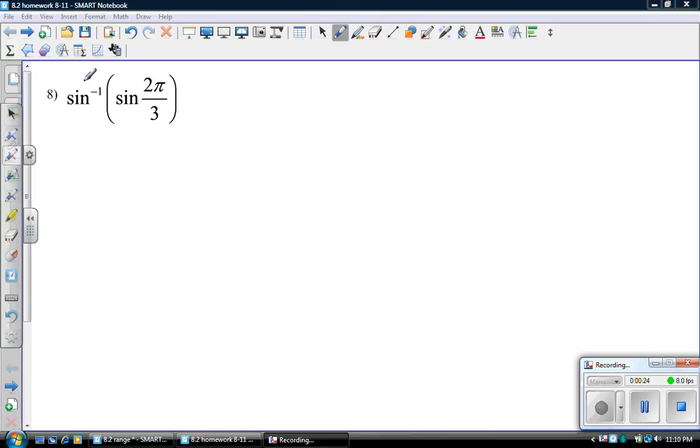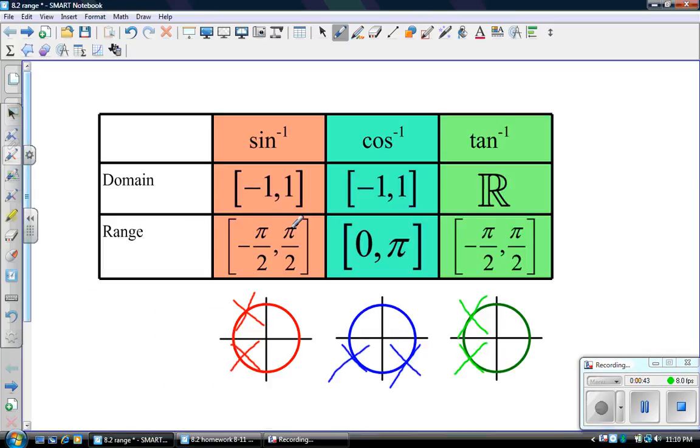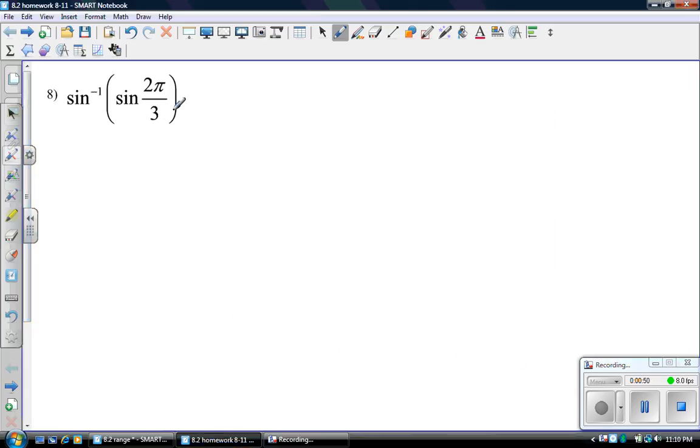First thing, I'm doing the inverse sine of the sine of 2 pi over 3. Now, my initial thought is inverse sine of the sine, those would cancel each other out, and I'd just be left with 2 pi over 3. Not quite the way it works out, and here's why. If I'm doing an inverse sine problem, we talked about this in the notes, the answer has to be no bigger than pi over 2. Well, 2 pi over 3 is bigger than pi over 2, so there's no way that's actually the answer.